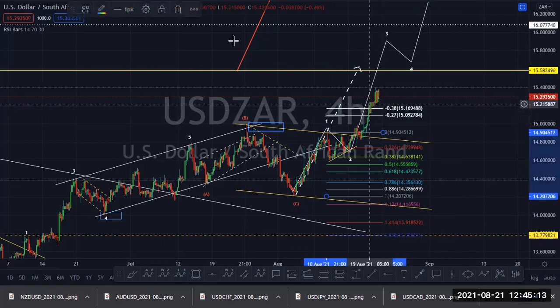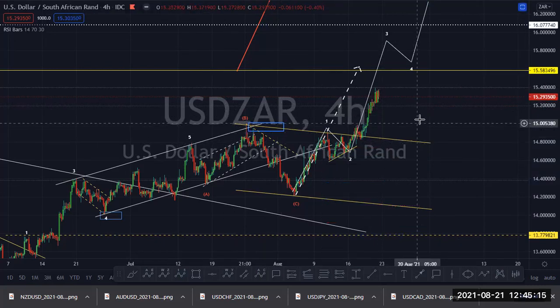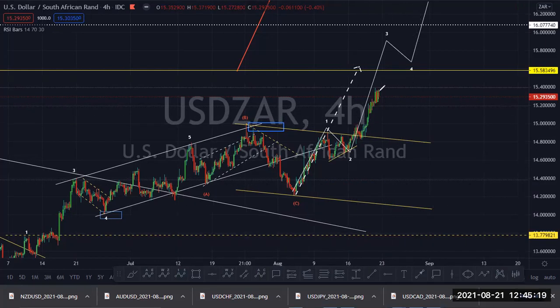But now I might not be correct. One thing I'm sure of is that the buying will continue, maybe after a 3 waves pullback. So what I'm trying to say is, this is not the time to sell USD ZAR. That's my own opinion. Okay, so we move.